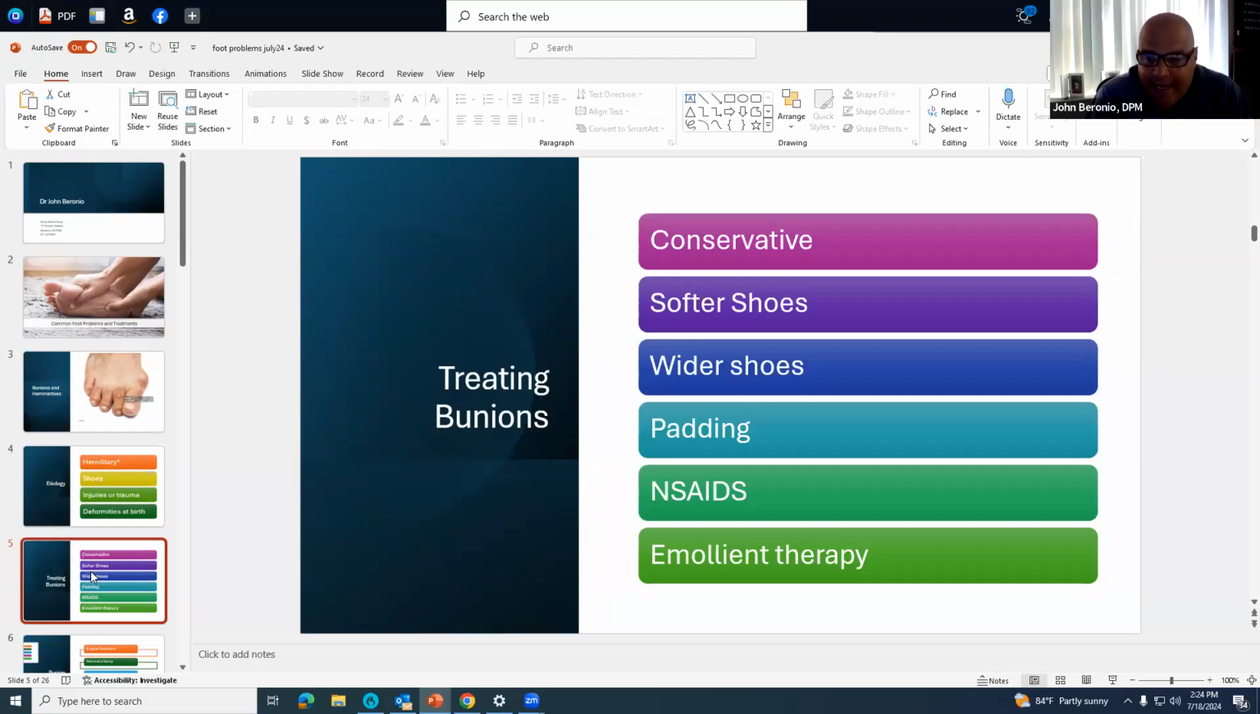You could put some padding in the shoe to kind of just pad off that bump of the bunion that causes a lot of pain. Or you also try non-steroidal anti-inflammatory drugs like Motrin, Tylenol, or prescription NSAIDs to help with the pain. And emollient therapy. Emollient therapy meaning just some lotions to kind of reduce some of the friction around the bunion, which would cause the pain.